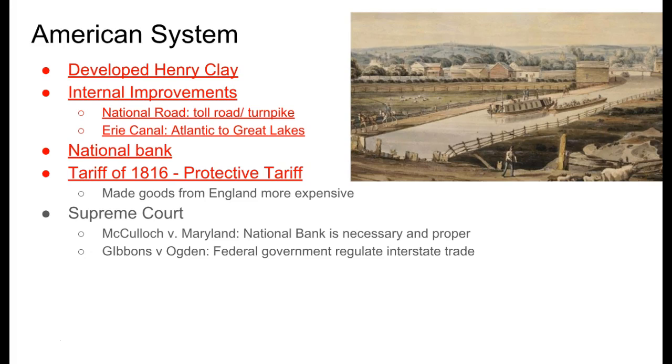We also began to see this idea or this concept of the American system. The American system was developed by Henry Clay, and the American system was this thought process or this idea about how to improve our country and how to make our country a little bit better. And a lot of focus on internal improvements, such as a national road. Actually, it was a toll road. You had to pay, the first toll road. It was called the Turnpike.